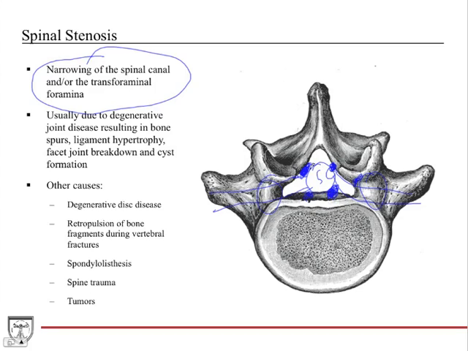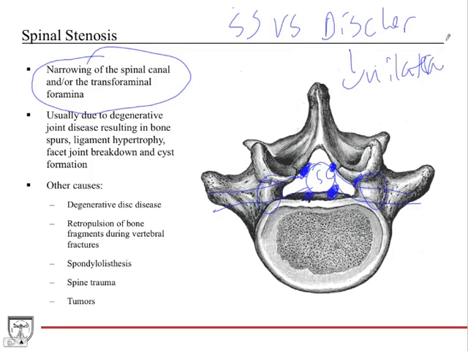Okay. And since it's compression on all sides, the key way you distinguish spinal stenosis versus a disc herniation is that disc herniation is usually unilateral. It usually has unilateral symptoms, so it radiates down one leg and the pain's on one side. Versus spinal stenosis, which is usually bilateral. So it radiates down both legs, and the pain is on both sides.